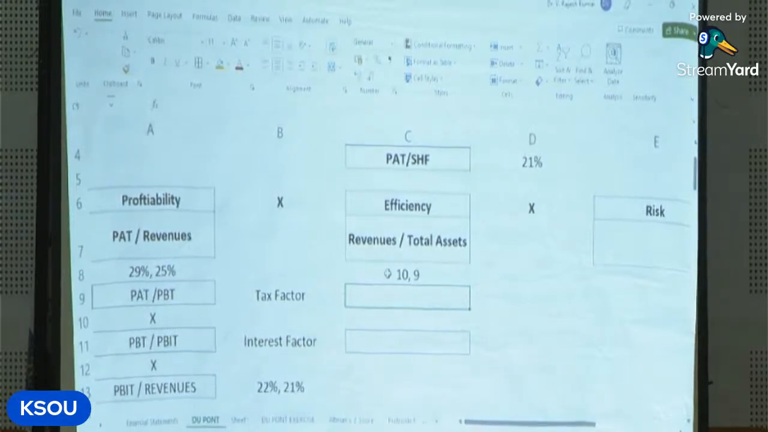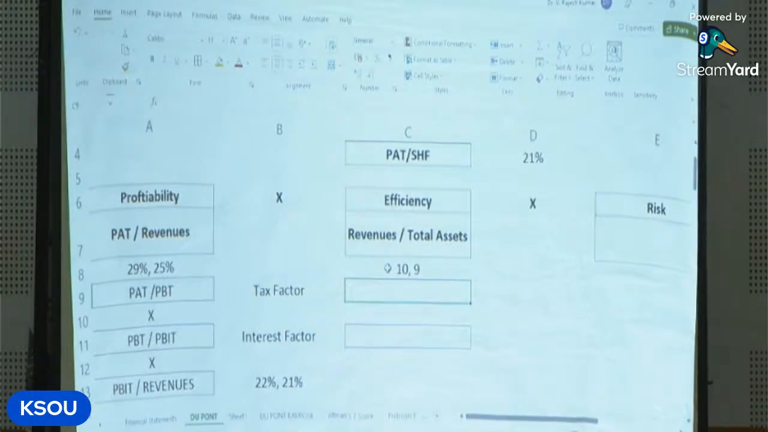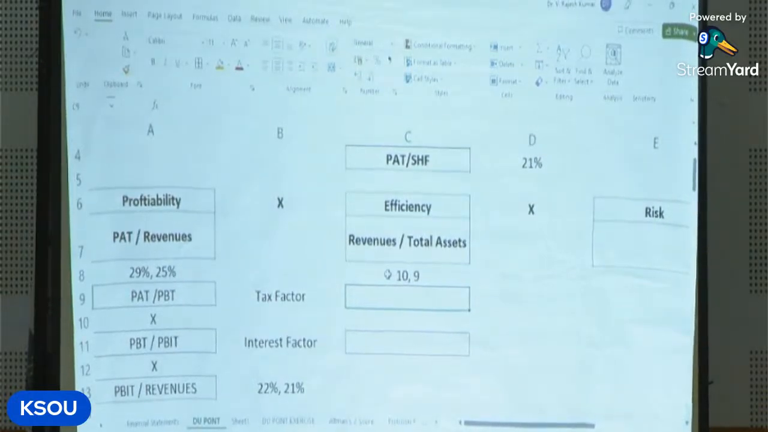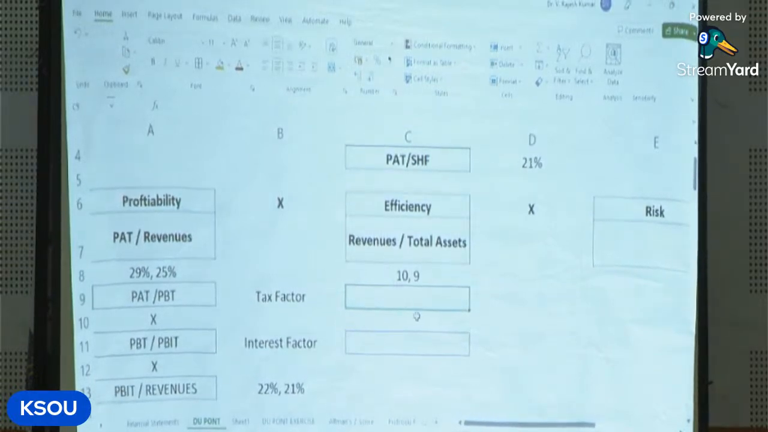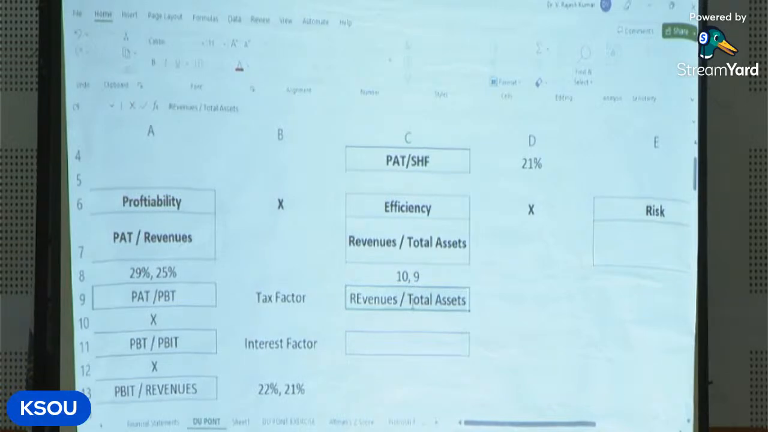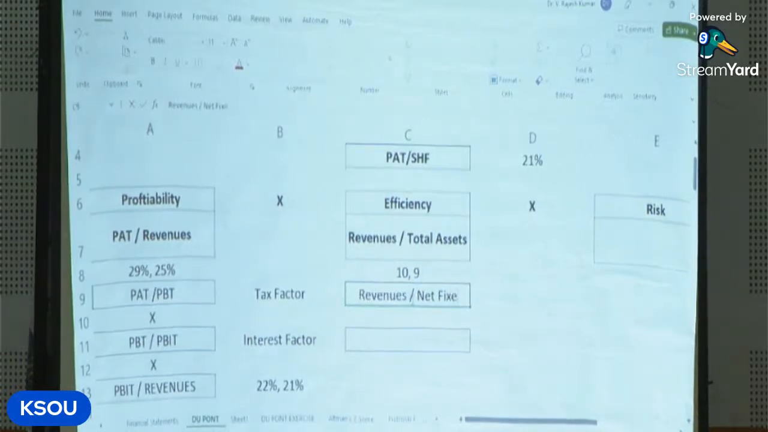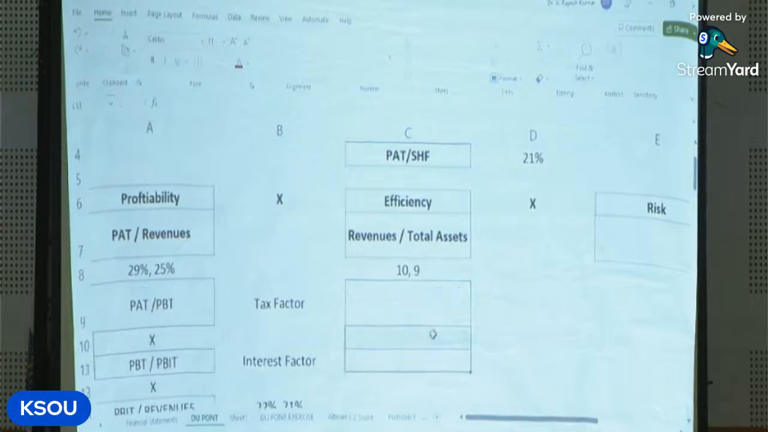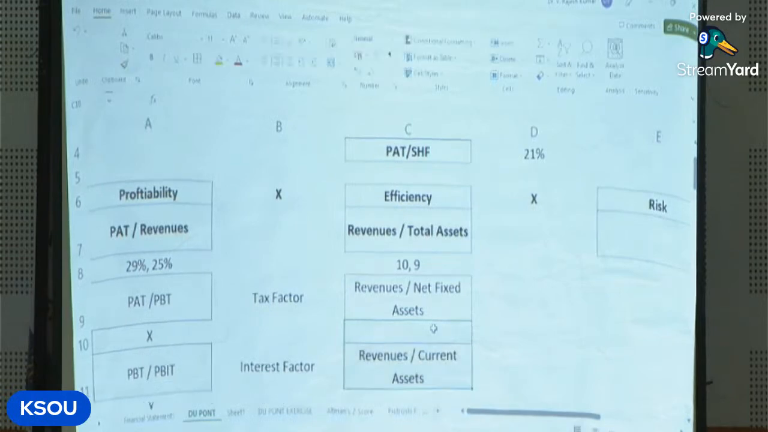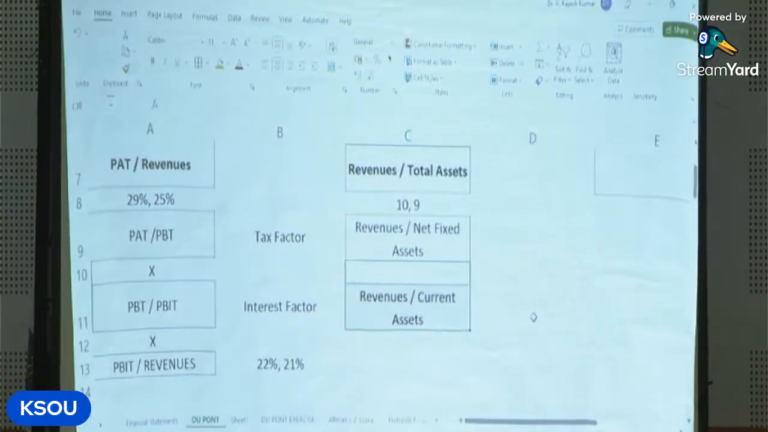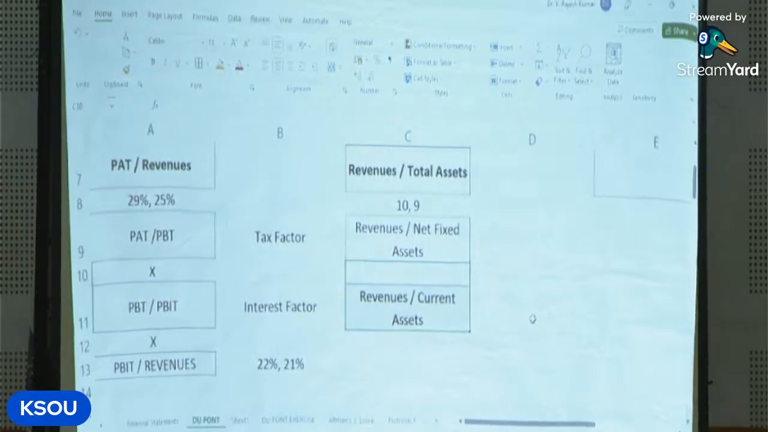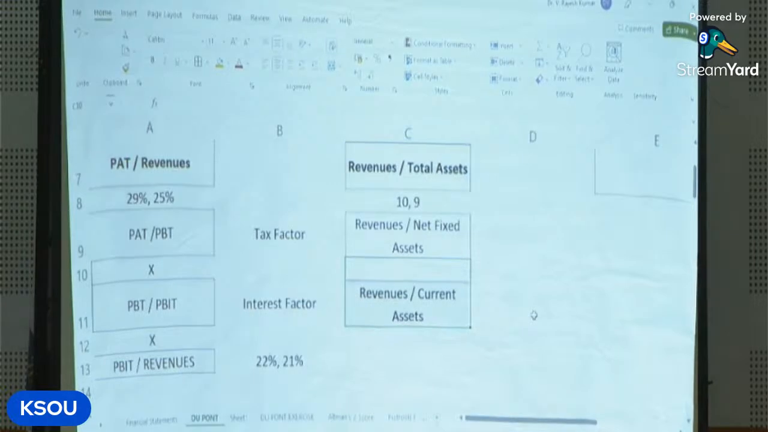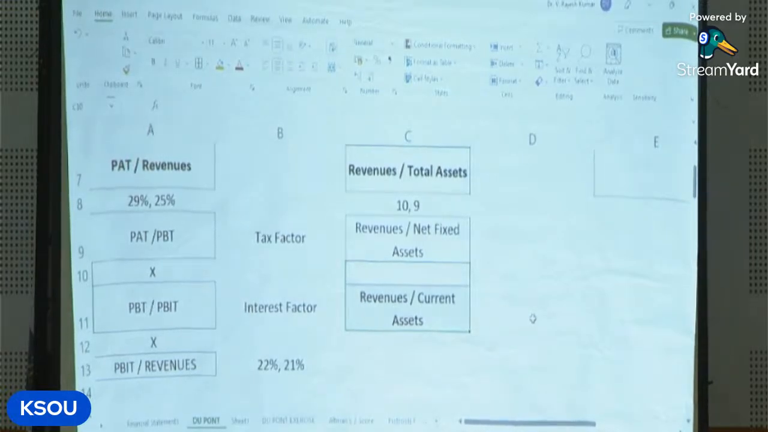Fine. But why is there a decline in efficiency? For this, we need to decompose this ratio also. What does total assets include? Non-current and current assets. So what can I do, sir? Revenues by net fixed assets, and revenues by current assets. So to decompose efficiency, this is what we do. What is net fixed assets? After depreciation.